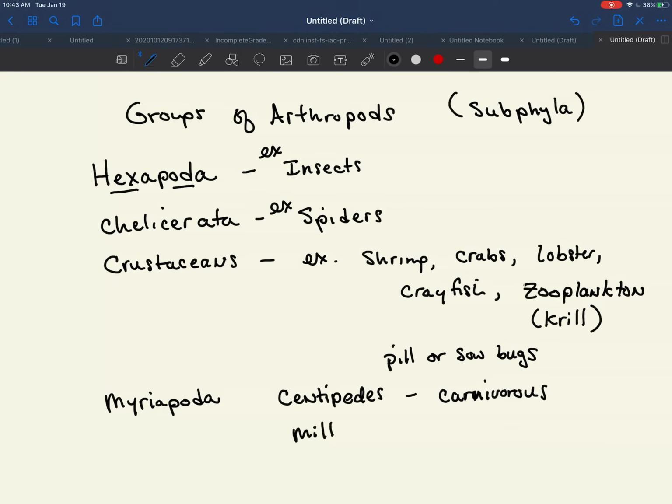And then we have millipedes, which have actually fused segments. And so they have 2 sets of jointed appendages on each segment. And these tend to be herbivorous. These are 2 things that you might find in your garden. Obviously, in more tropical environments, like in rainforests, these might get bigger. So you might see giant millipedes, for example. So these are the major groups of arthropods that you need to be familiar with.